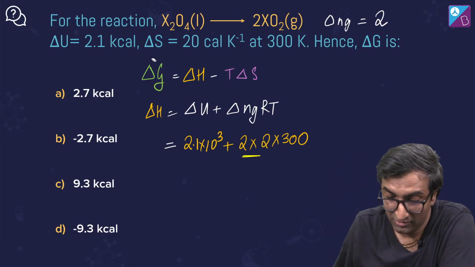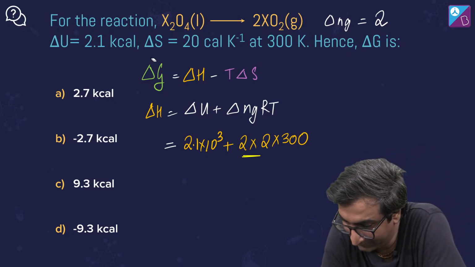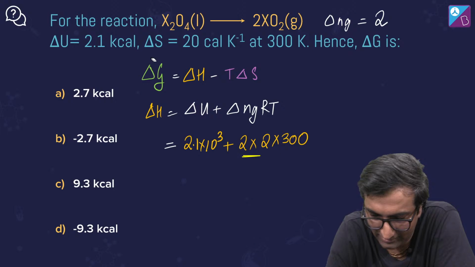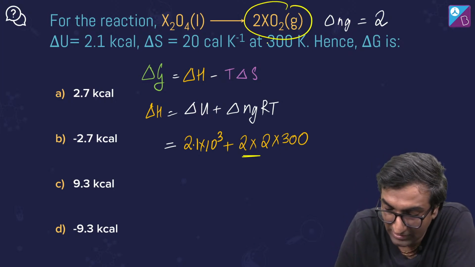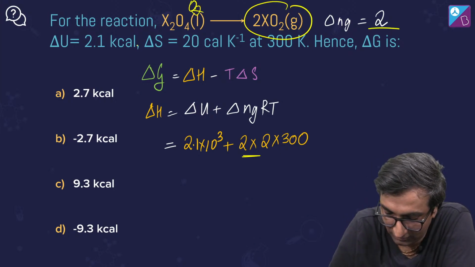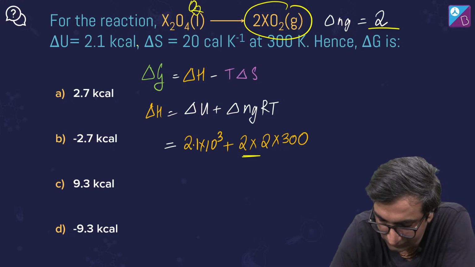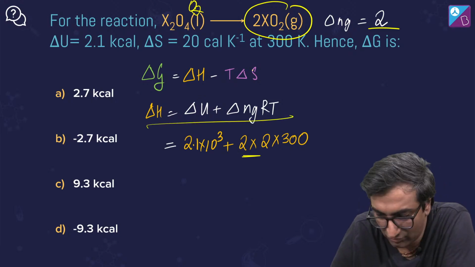I'm still ordering food. So, delta Ng, is it 2? Yeah, delta Ng is 2, kyunki I have 2 moles here and no moles here. Okay, sweet. So far, so good. You're good with this, no?